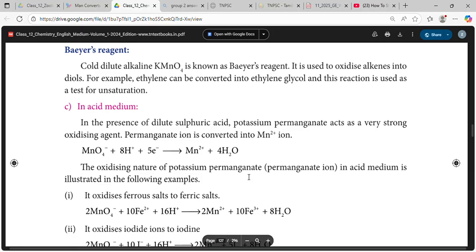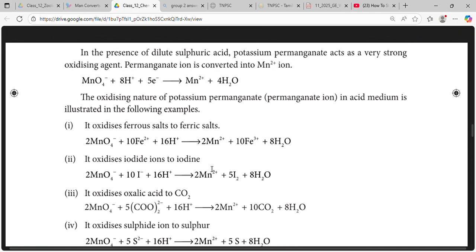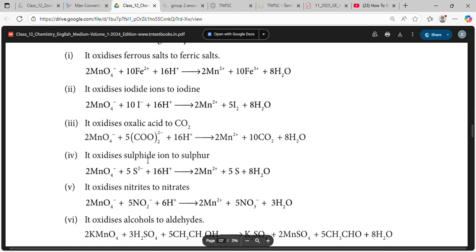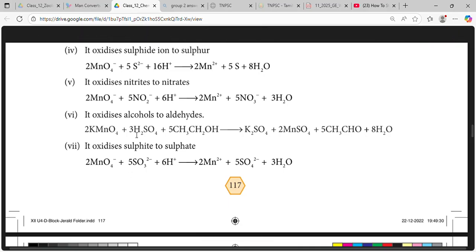The oxidizing nature of potassium permanganate in acidic medium is illustrated: ferrous to ferric salts, iodide to iodine, oxalic acid to CO2, sulfide ion to sulfur, nitrites to nitrates, alcohols to aldehydes, and sulfide to sulfate.